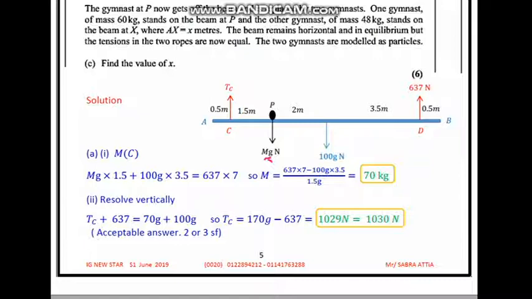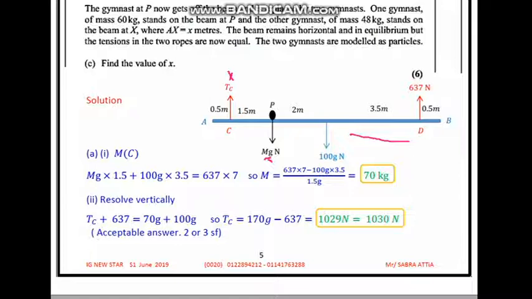As AP is 2, this part will be 1.5, and the beam is uniform, so its weight will be in the middle. So this 4 and this 4, because the total length, as you know, is 8. So this half, so we have here 3.5, and this part will be 2 as well. Now we can take the moments about this point, so this force will vanish.